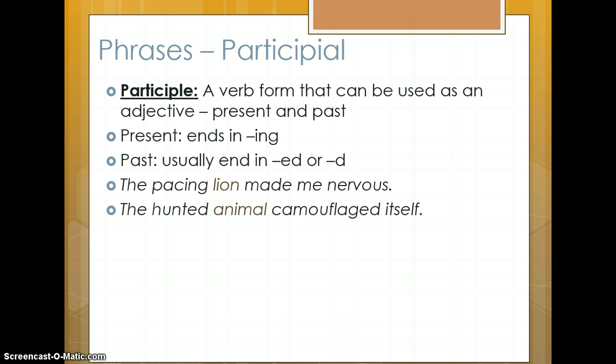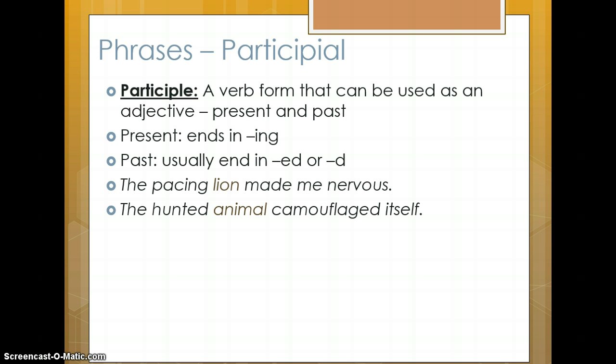It is modifying lion. Which lion? The pacing lion. The hunted animal camouflaged itself. Hunted, normally we think, okay, well, he hunted deer. That's a verb. Not in this instance. Hunted is a past participle modifying the noun animal. Which animal camouflaged itself? The hunted animal camouflaged itself.